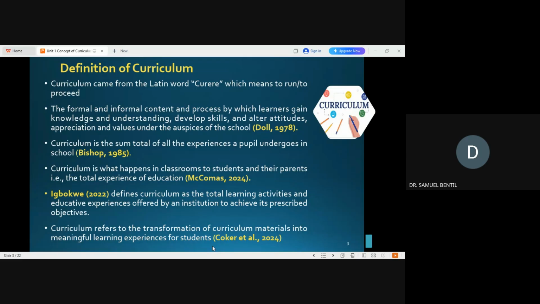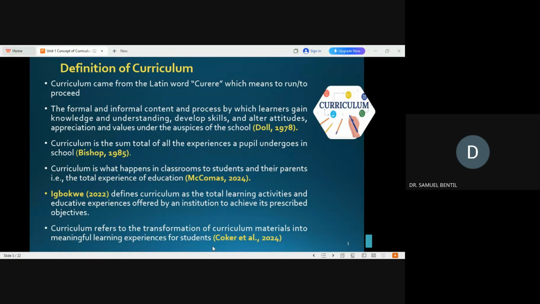Education. But the form of education parents provide is not the one that happens within the school. Now, Iboki 2002 also defined curriculum as the total learning activities and educative experiences offered by an institution to achieve its prescribed objectives. Kukita refers to the transformation of curriculum materials into meaningful learning experiences for students.